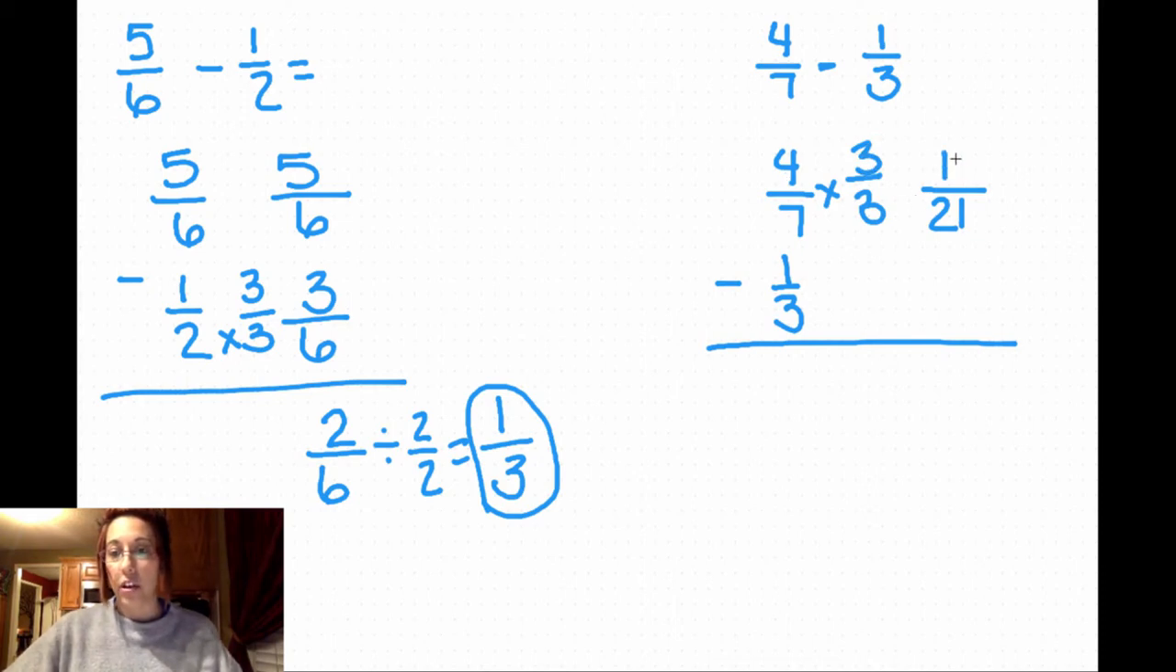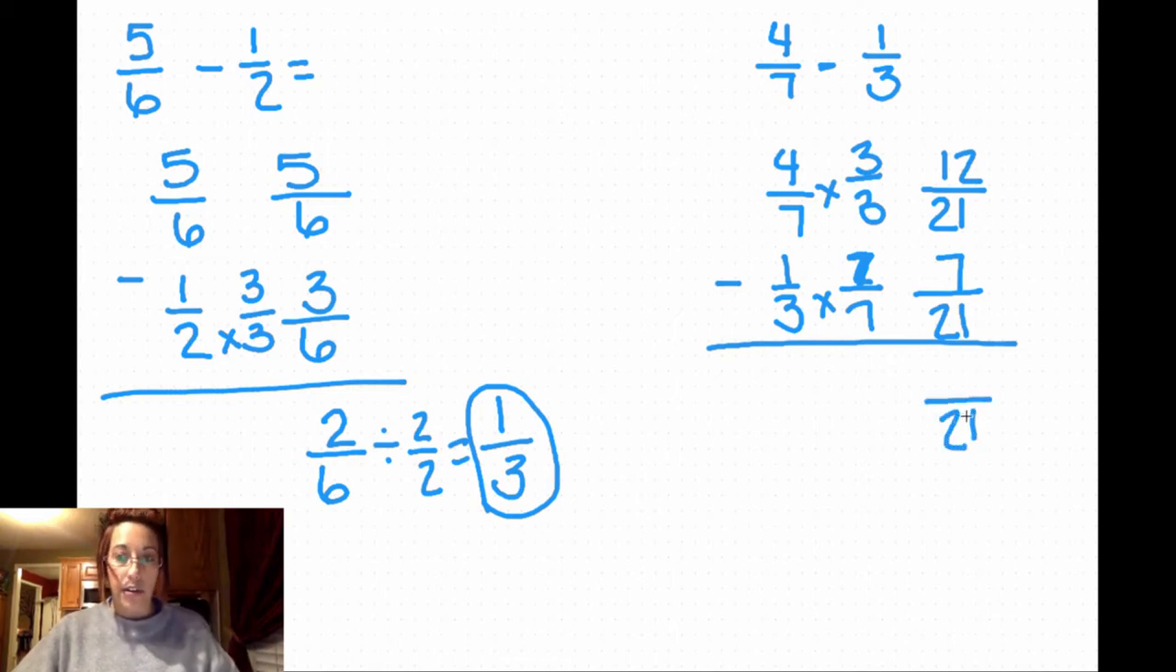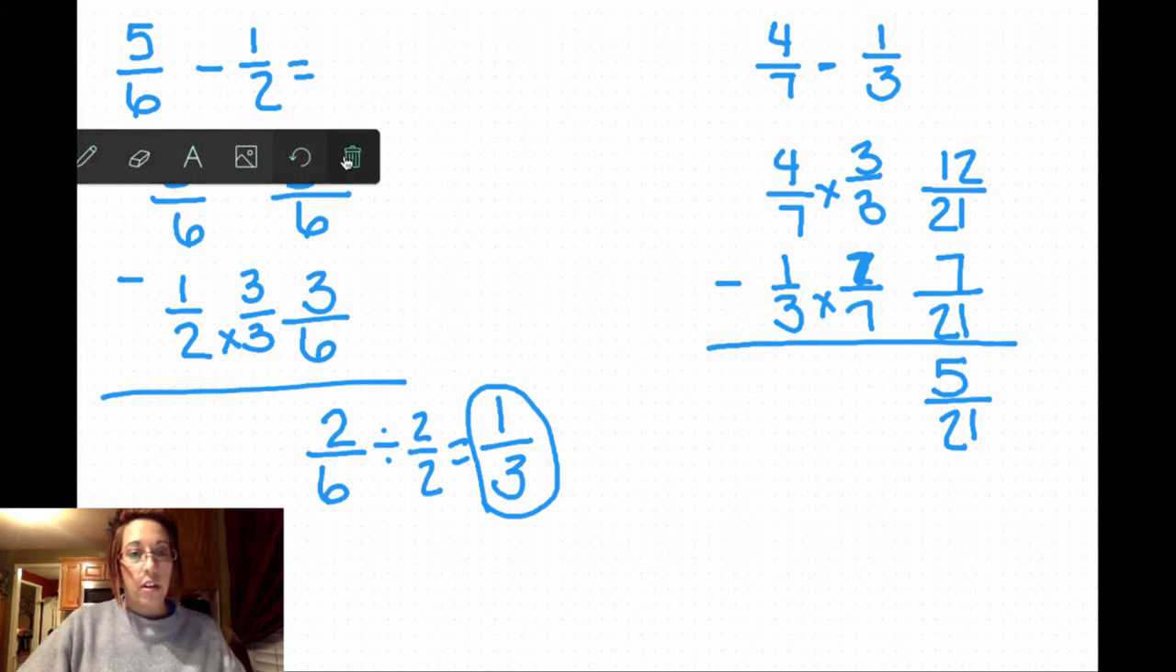4 times 3 is 12. 3 times 7 is 21. 1 times 7 is 7. So we are subtracting here. 21 is going to be our denominator. 12 subtract 7 is 5. That is the simplest form. So our answer is 5/21. Let's go ahead and practice a couple more together.